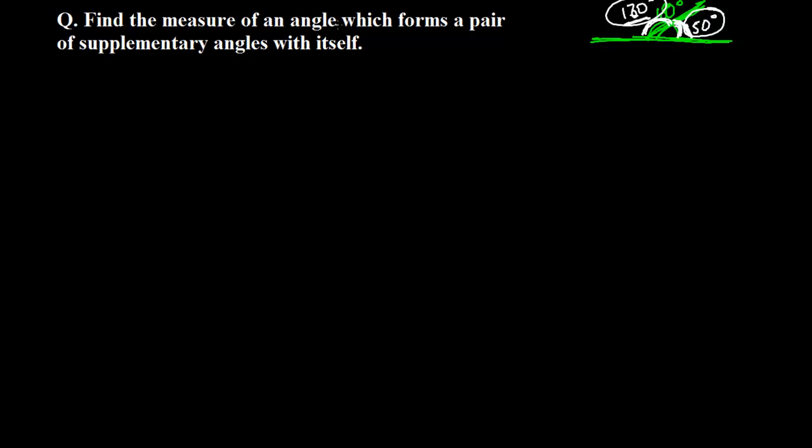Similarly, here the question is asking, find the measure of an angle which forms a pair of supplementary angles with itself. So that angle is itself forming the supplementary angle. Like suppose my name is Anil, and I am forming a supplement with myself, another Anil. So the sum of supplementary angles is always 180 degrees.